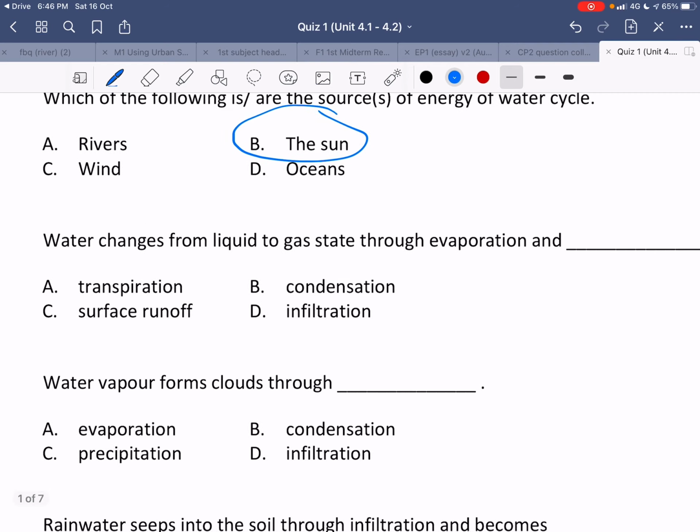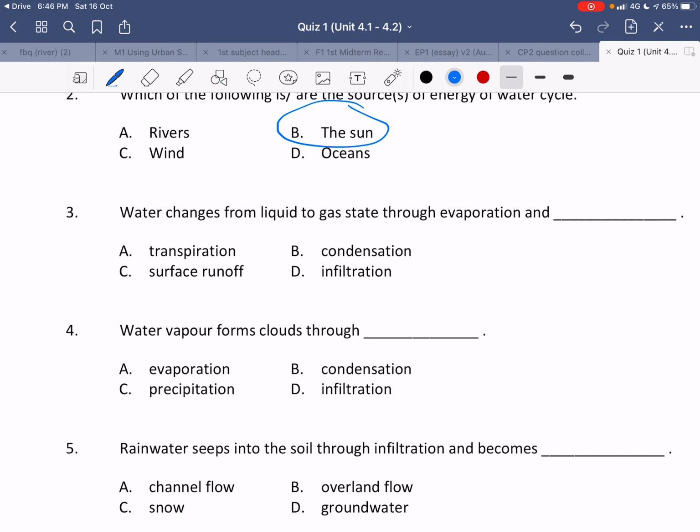Okay, water changes from liquid to gas state through evaporation. Which one is similar to evaporation in this question? Which is transpiration, as I told you, the outflow of water by the plants. So accordingly, A will be the answer.